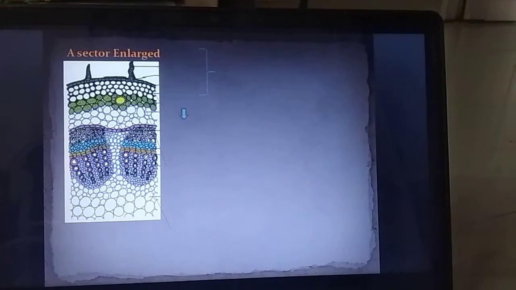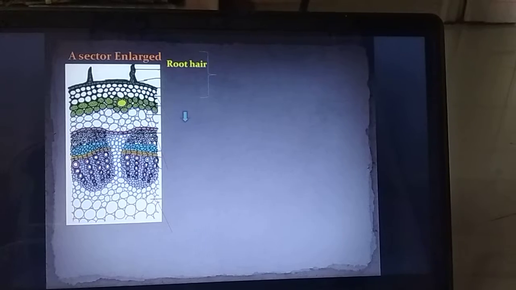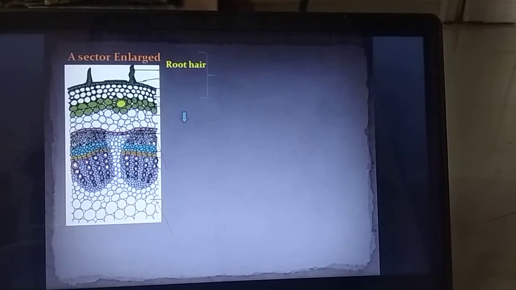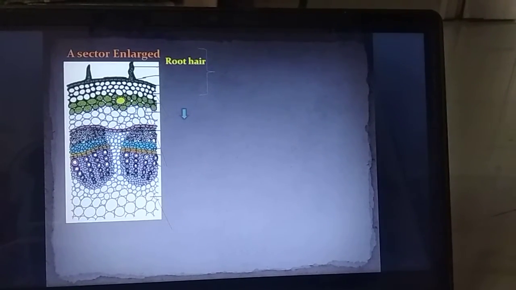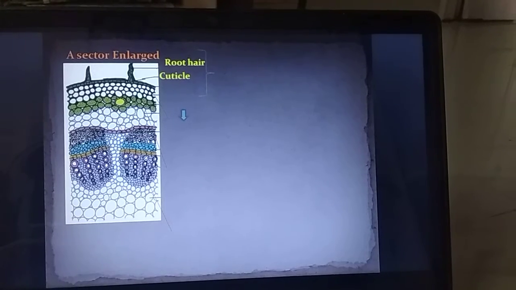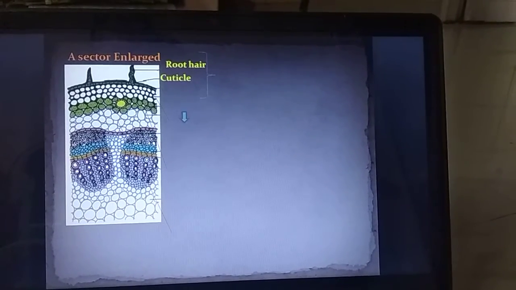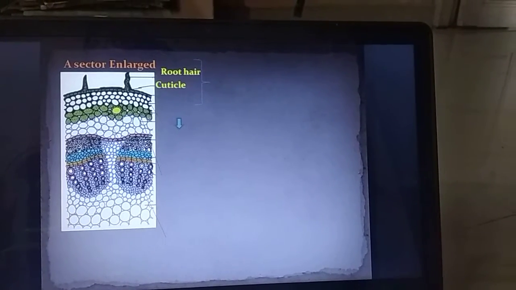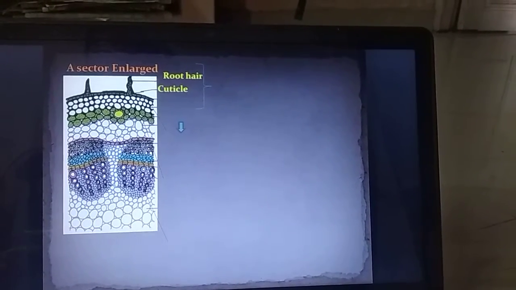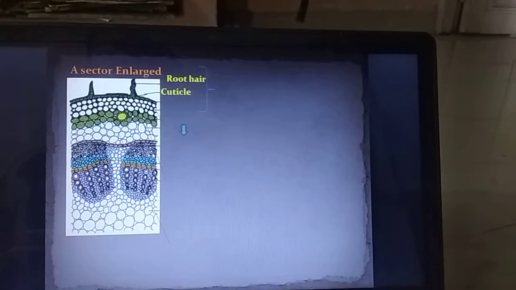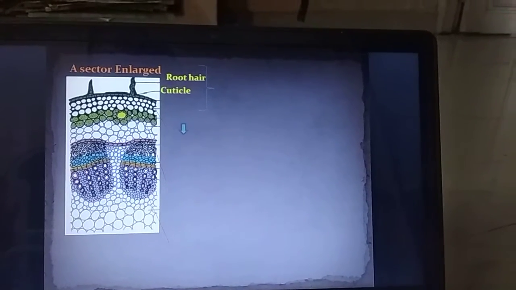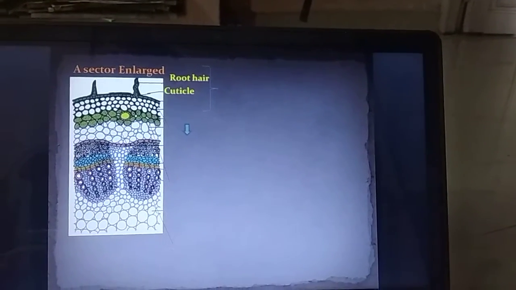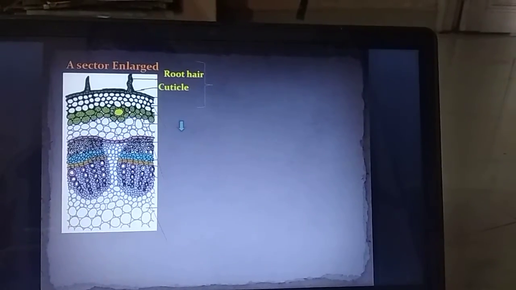This part we are going to see enlarged. The sector enlarged. First, the outermost layer has hair-like structures, called epidermal hair. Cuticle means waxy layer. It prevents the loss of water.